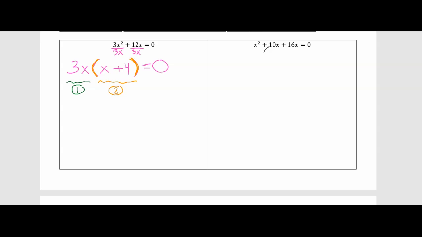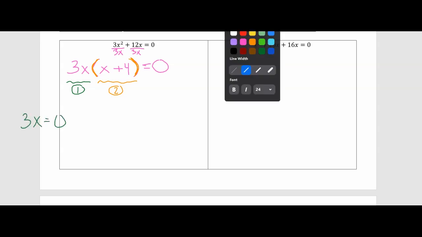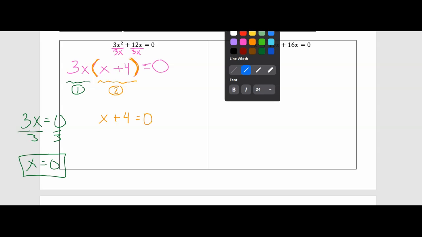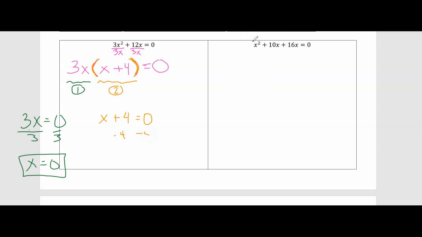So if I can just figure out where each factor is equal to 0, and the way I'm going to do that is I'm going to set each factor equal to 0, that will allow me to solve the equation. For green, divide by 3. 0 divided by 3 is 0. One of our solutions is x equals 0. For the orange, subtract 4 from both sides. Our second solution is x is equal to negative 4. Those are two solutions for this equation. And if you don't believe me, you can substitute them back into the original and see if the left-hand side is equal to 0.